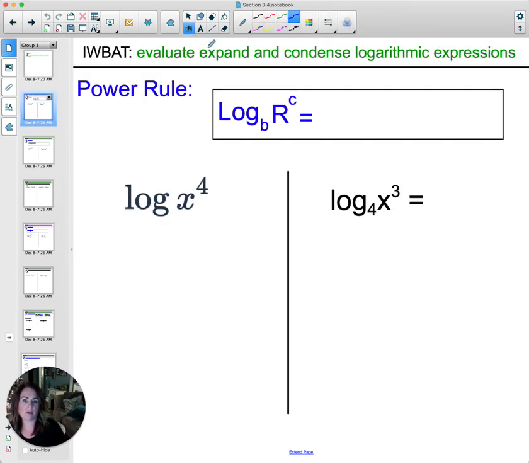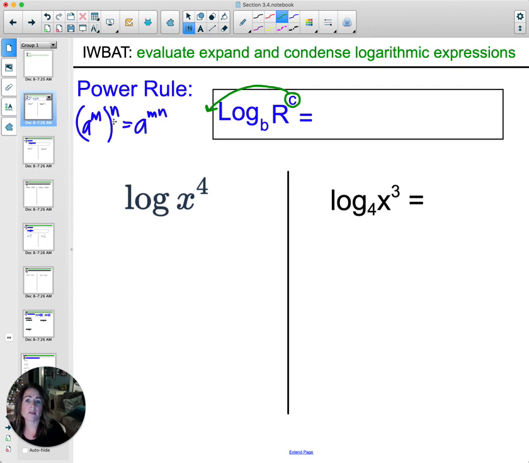So you'll remember that there's a power rule with exponents. The power rule with exponents is if you have two same bases, and you are going to take that base to a power, then you're just going to multiply the powers. Now when we're doing logarithms, you've got log base b of some number to the c. So you've got this exponent up here, and what's going to happen is you're going to bring this exponent out front.